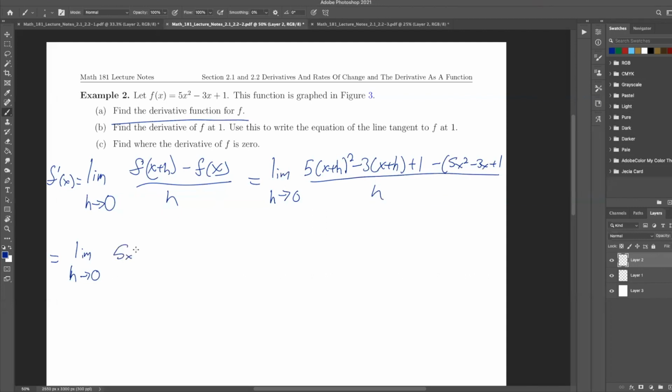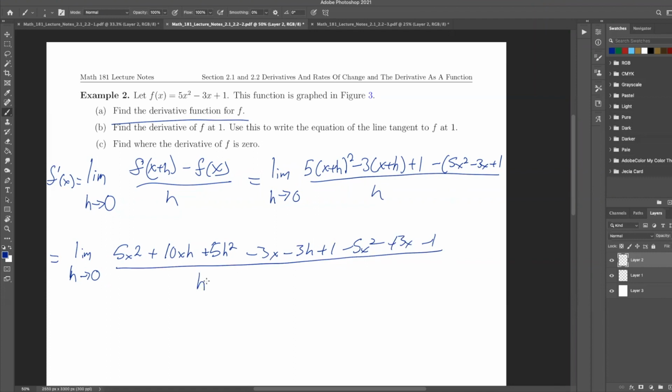So I'm going to get 5x squared plus 10xh plus 5h squared. Remember, if I FOIL this, I'll get x squared plus 2xh plus h squared. So get this, minus 3x minus 3h plus 1. Go ahead and move this. So I have minus 5x squared, this becomes plus 3x minus 1, all over h.